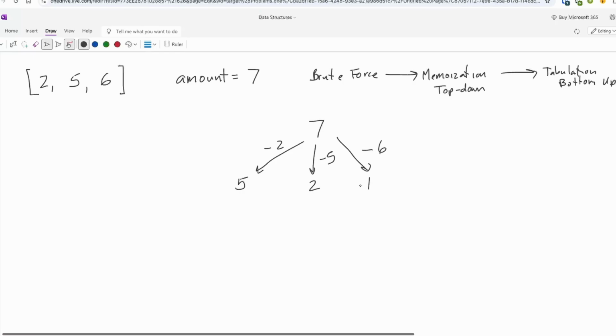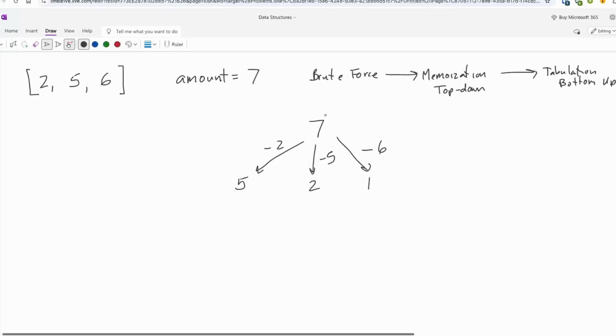So what is this tree telling us here? This is kind of a decision tree. You can see that when we make these choices, right, if we take away 2, take away 5, or take away 6, we're actually left with smaller versions of the same problem.